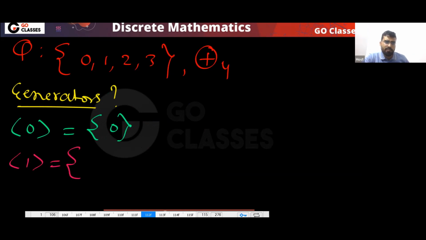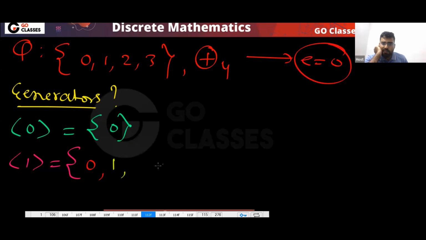What will be generated by 1? 1 power 0 means identity element. 1 power 1 means 1. 1 power 2 means 2. 1 power 3 means 3. So this 1 is the generator.